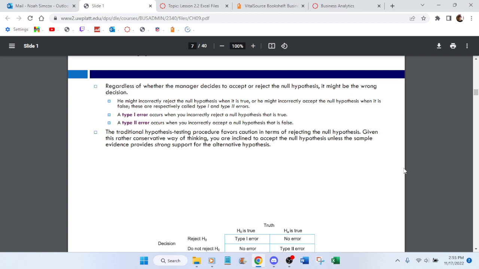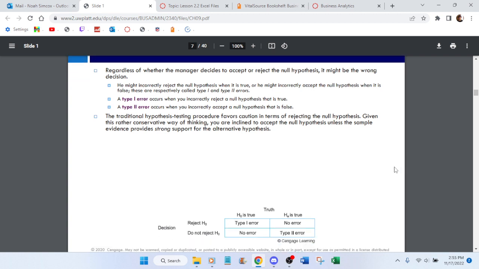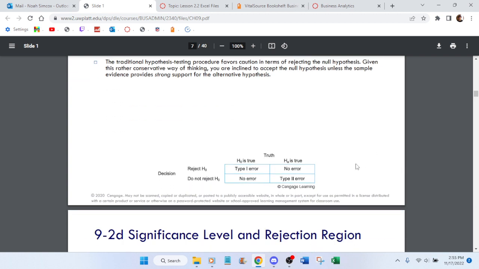The traditional hypothesis testing procedure favors caution in terms of rejecting the null hypothesis. Given this rather conservative way of thinking, you are inclined to accept the null hypothesis unless the sample evidence provides strong support for the alternative hypothesis. If you reject H0 and H0 is true, it's a type 1 error. If you do not reject H0, and HA is true, then it's a type 2 error.